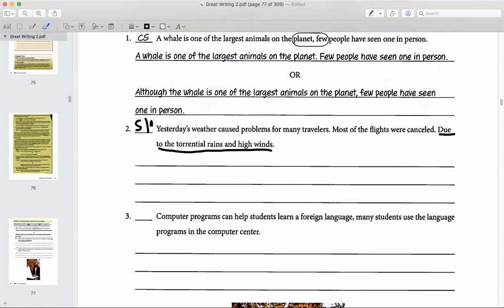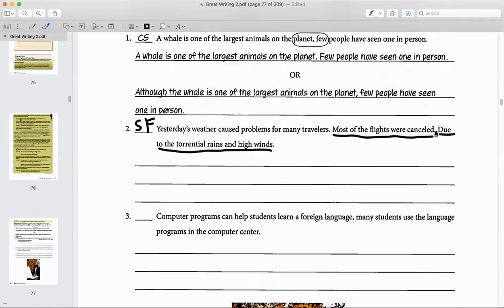So that means if it's a fragment, it means it's missing something. We don't have a verb here, do we? And we really don't have a subject either. So this fragment is connected to this sentence, and that's where we got to fix it. So what could we do? What is this doing? Due to. That is similar to saying because of. So that's giving a reason why the flights were canceled.